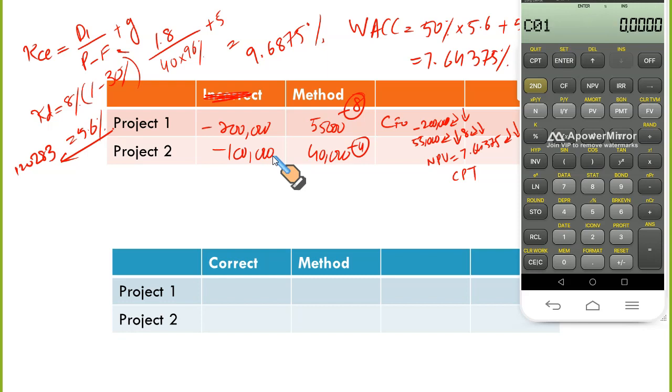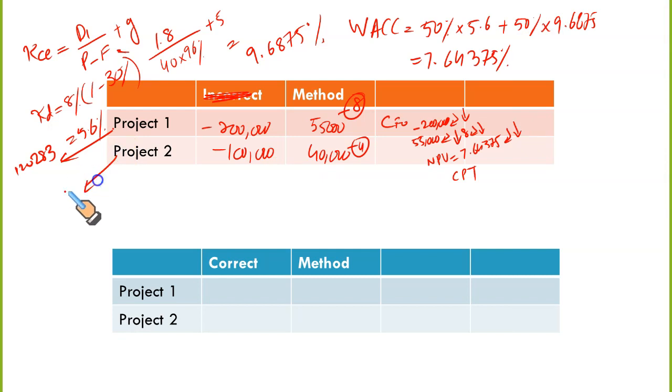-100,000, enter, down arrow key. Then there are 4 inflows of 40,000, enter, down arrow key, 4, enter, down arrow key. All entered, press NPV. Interest rate is 7.64375. Enter, down arrow key, CPT. It's 33,542. So this is the textbook approach. Textbook approach: 120,283. Now we will do the right approach, the correct method.